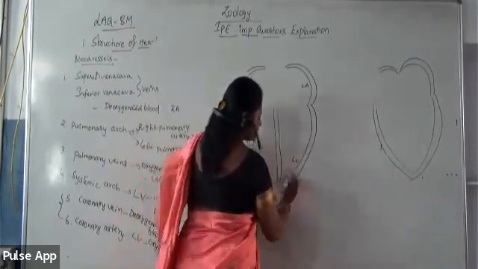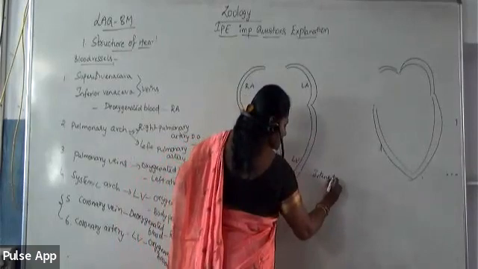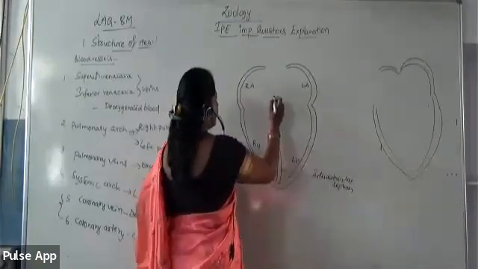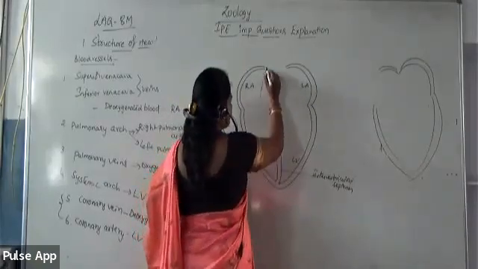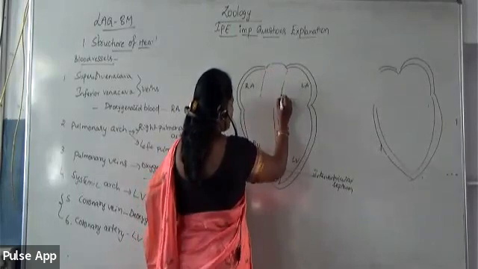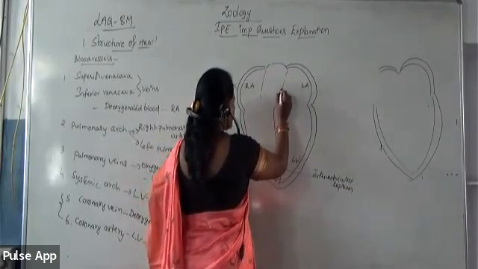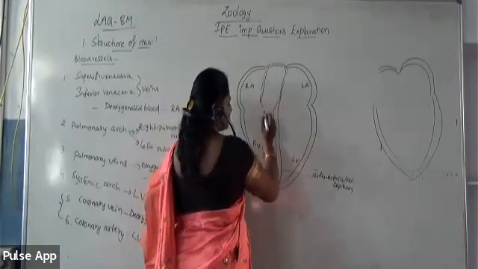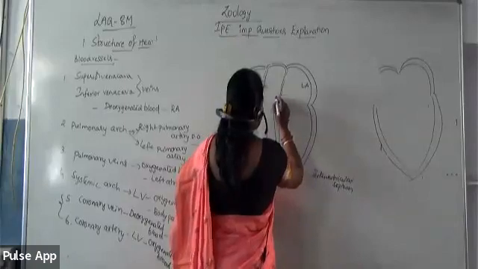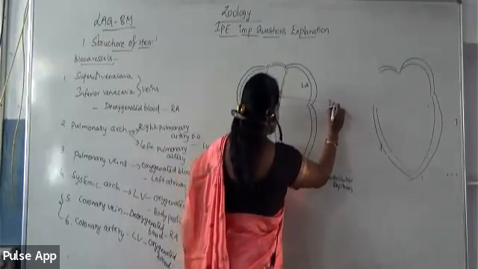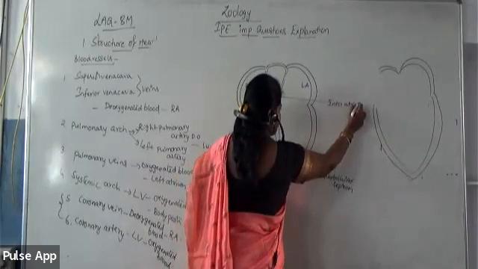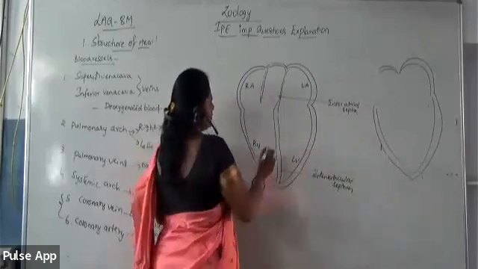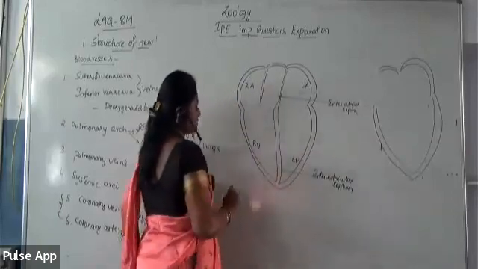As I told you already, both the ventricles are separated by the interventricular septum. So this is the interventricular septum. And the right atrium and left atrium are also separated by the interatrial septum. So this is the interatrial septum. Okay, so the interatrial septum is also present.